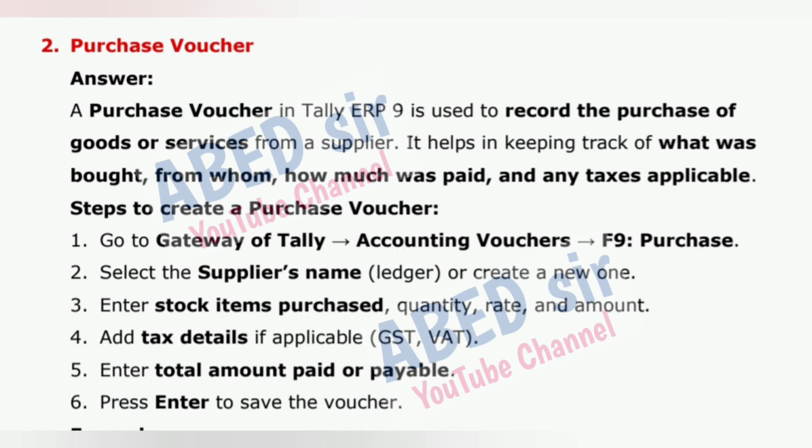1. Go to Gateway of Tally, Accounting Vouchers, F9 Purchase. 2. Select the supplier's name ledger, or create a new one. 3. Enter stock items purchased, quantity, date, and amount. 4. Add tax details if applicable, GST, VAT. 5. Enter total amount paid or payable. 6. Press Enter to save the voucher.